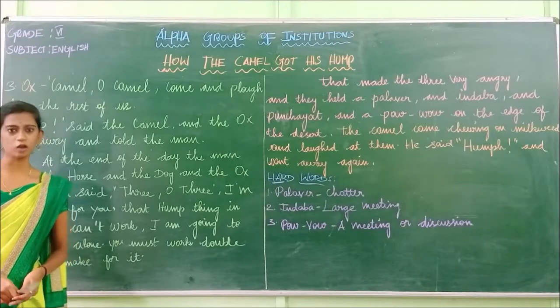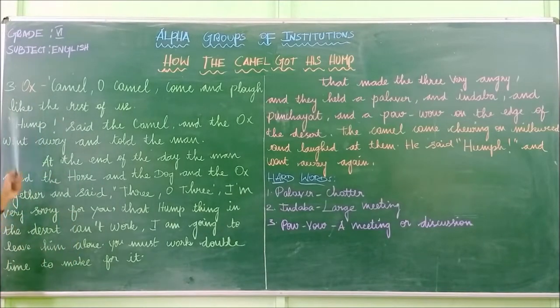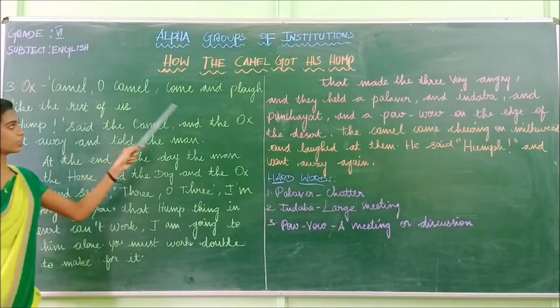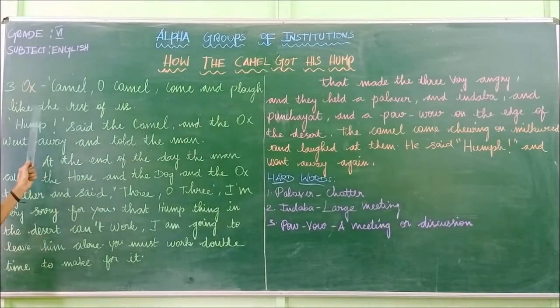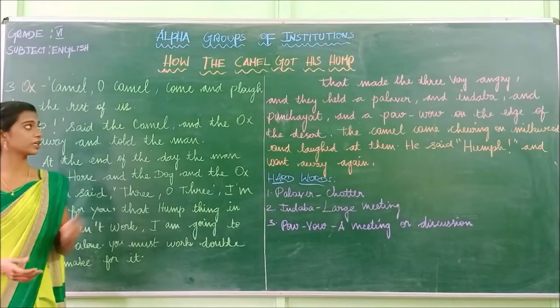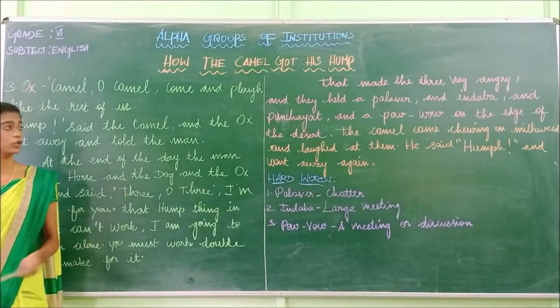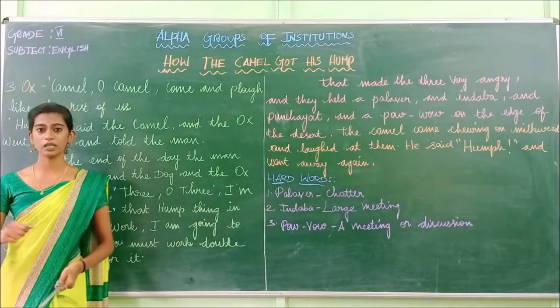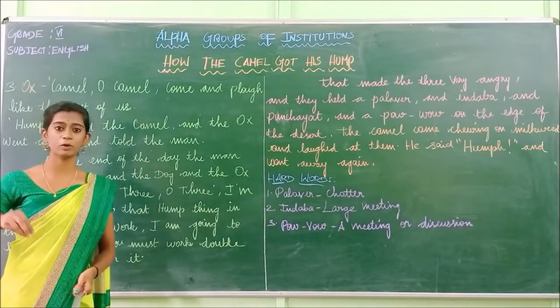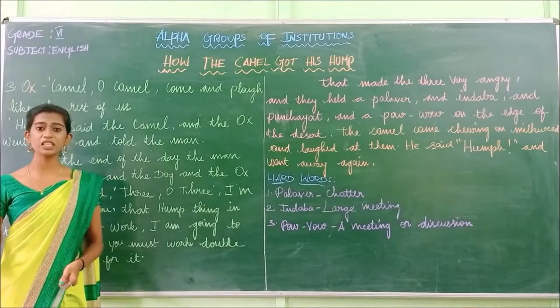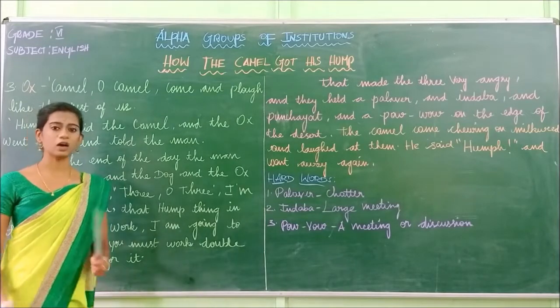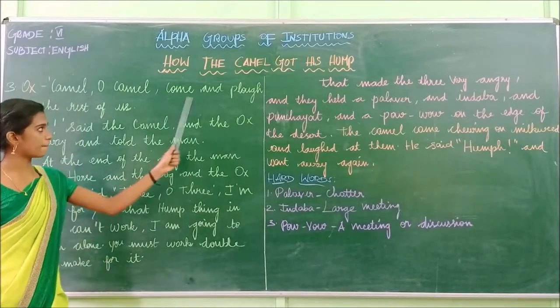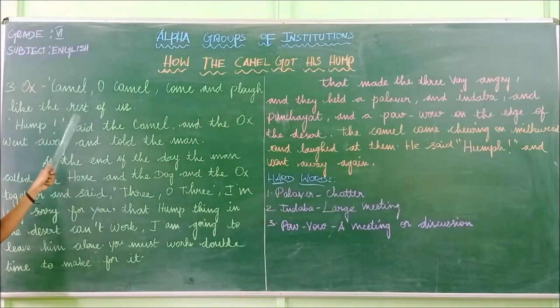Next to the dog, there comes an ox. Camel, oh camel, come and plow like the rest of us. So the ox is calling the camel. Come away from the place where you are and plow. What is the meaning of plow? Plow means plowing the soil so that we can put the seeds, and from the seeds the plants will grow. And the ox is calling the camel to come and plow like the rest of us.